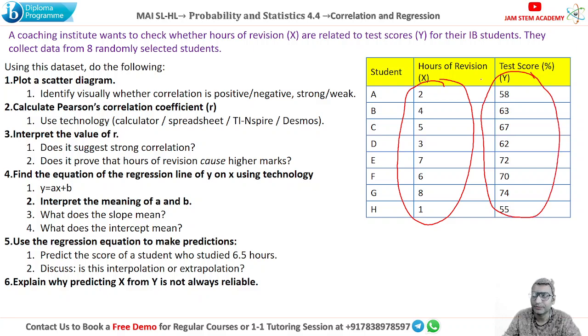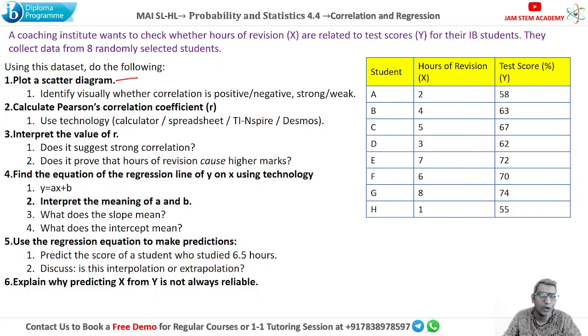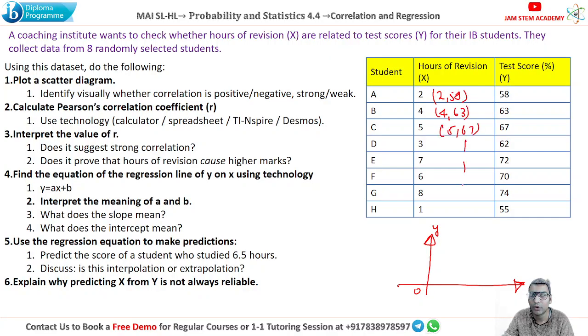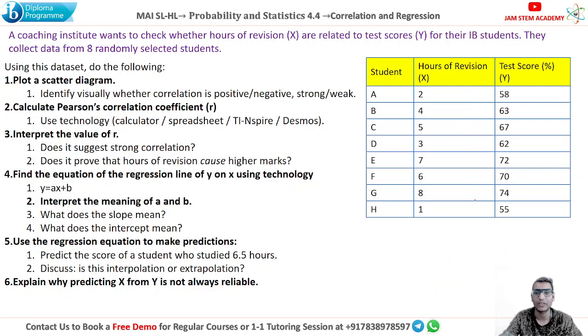Now, in this column we have hours of revision, and in this column we have test score in percentage. Okay, now the first part says draw a scatter diagram. For that, if we have to do it with GDC, I'll show you. Otherwise, if you have to plot it by hand, you can construct the x-axis and y-axis, and mark these points: 2 comma 58, 4 comma 63, 5 comma 67, and so on. You can mark those points like this. Whatever diagram you get from here will be your scatter diagram. Now I will show you with the GDC.